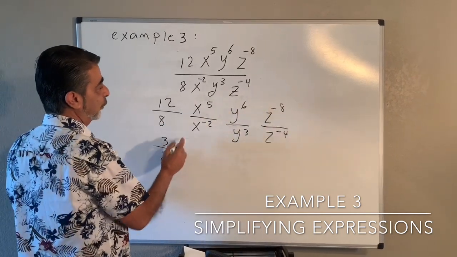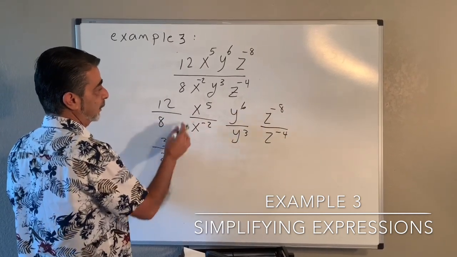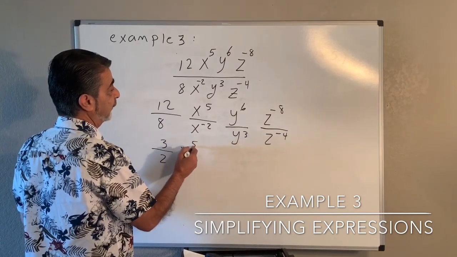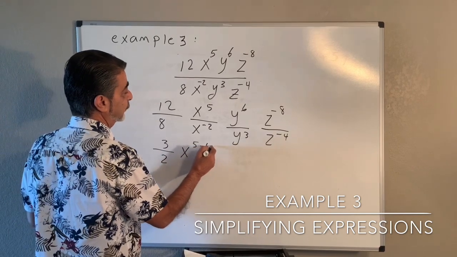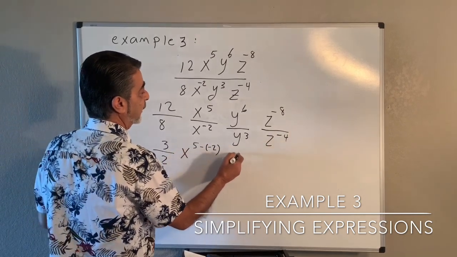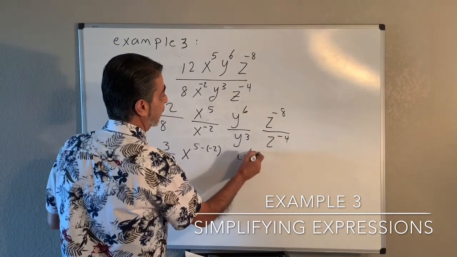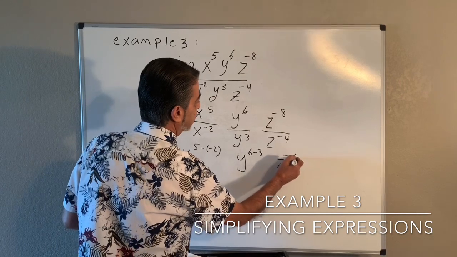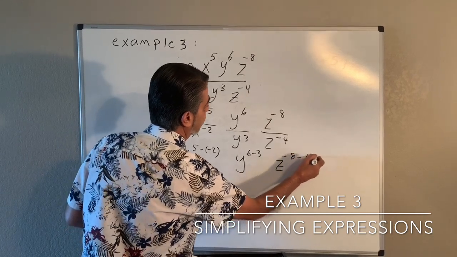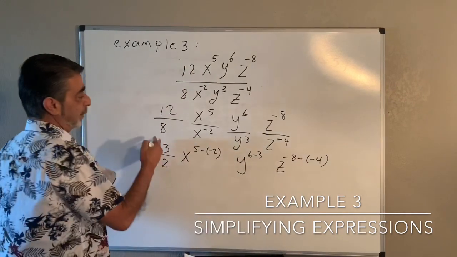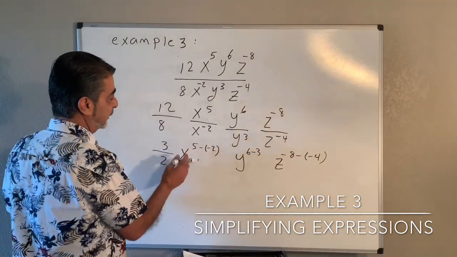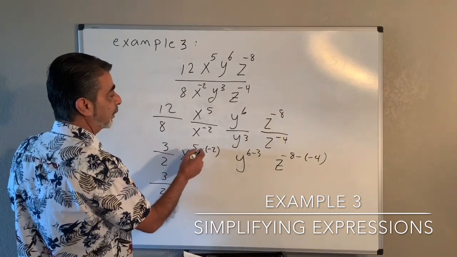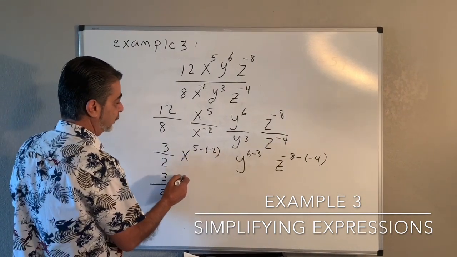Now, we know when we divide, we have to subtract the exponents. So that's going to be x to the power of 5 minus 2. And that's going to be y to the power of 6 minus 3. And that's going to be z to the power of negative 8 minus negative 4. The 3 over 2 stays as it is. This one becomes x to the power of, negative times negative is positive, 7.